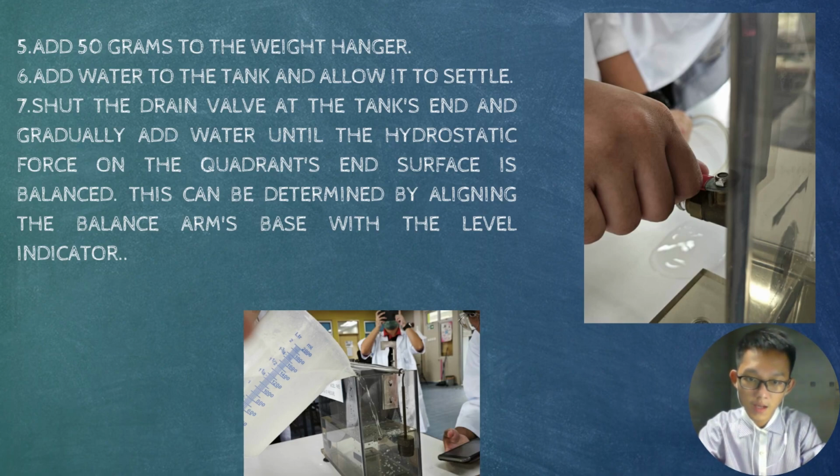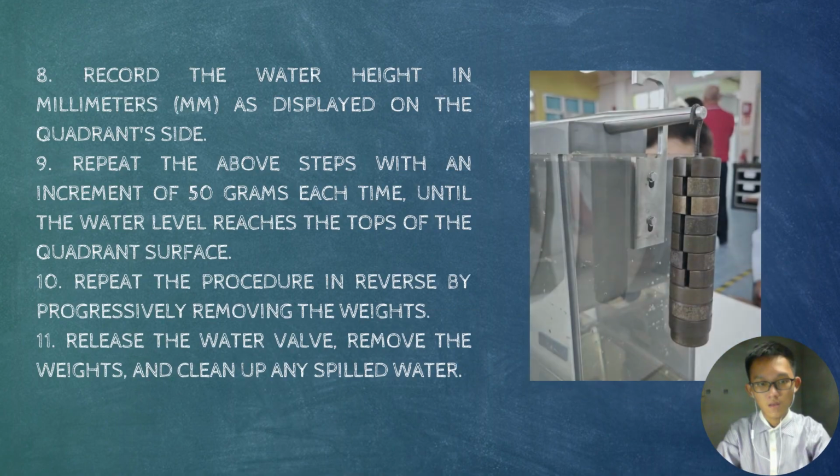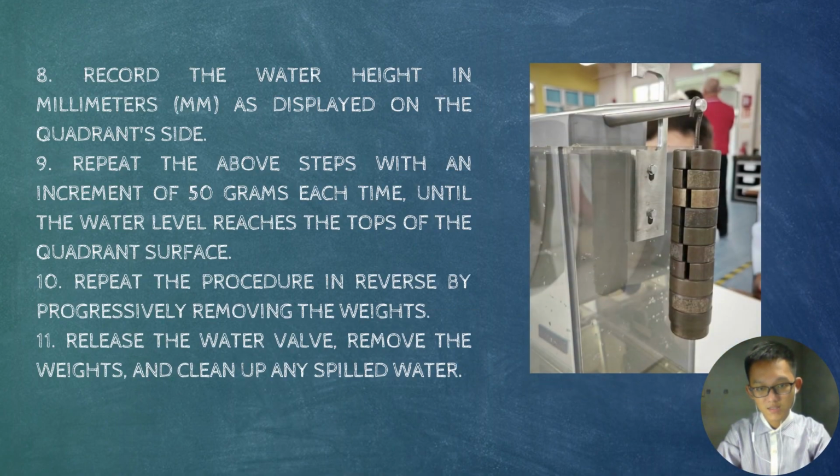Add water to the tank and allow it to settle. Shut the drain valve and gradually add water until the hydrostatic force on the quadrant surface is balanced. This can be determined by aligning the balance arm's base with the level indicator. Record the water level in millimeters as displayed on the quadrant side. Repeat the steps with an increment of 50 grams each time until the water level reaches the top of the quadrant surface. Repeat the procedure in reverse by progressively removing the weights. At the end, release the water valve, remove the weights, and clean up any spilled water.